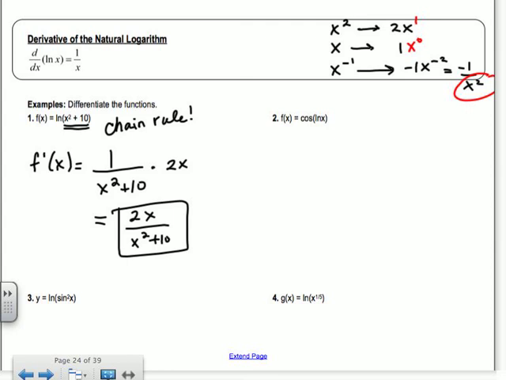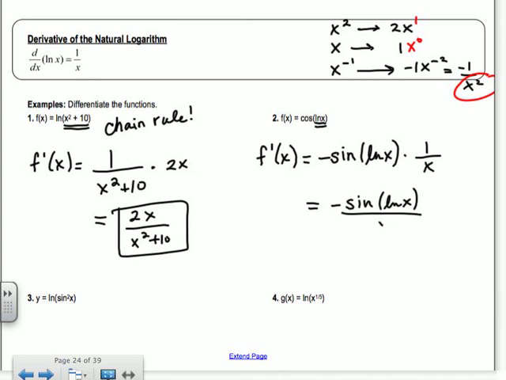Okay, so number 2, if I have f of x equals cosine of natural log of x, now this is our inside part. So my derivative is going to be, anybody have a guess? Quietest class ever. Negative sine of natural log of x times 1 over x, exactly. So you can leave it like that, or you could do negative sine of natural log of x, and then all of that over x, like that.